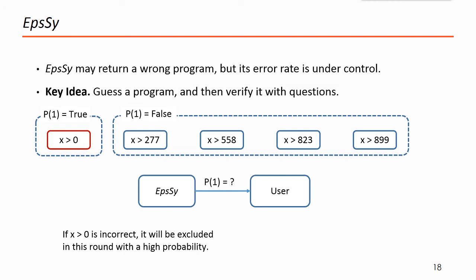EpsSy utilizes the opposite of this conclusion. If x greater than 0 survives on P1, it will be more likely to be correct.